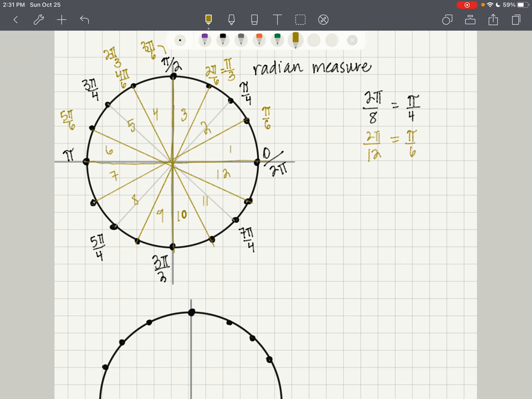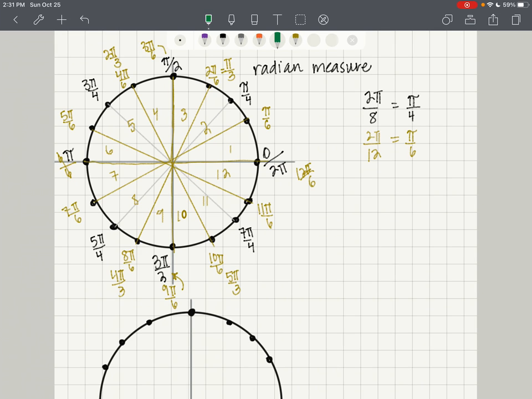5 pi over 6, 6 pi over 6, which is pi, 7 pi over 6, 8 pi over 6, which is 4 pi over 3, 9 pi over 6, which is 3 pi over 2, 10 pi over 6, which is 5 pi over 3, and 11 pi over 6. And one more, 12 pi over 6, which is 2 pi.